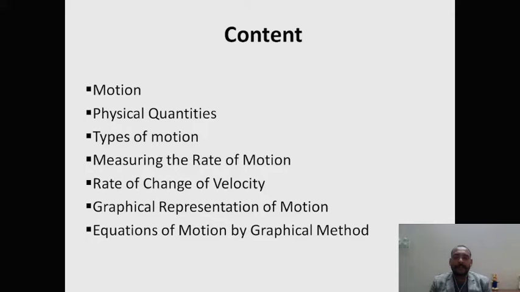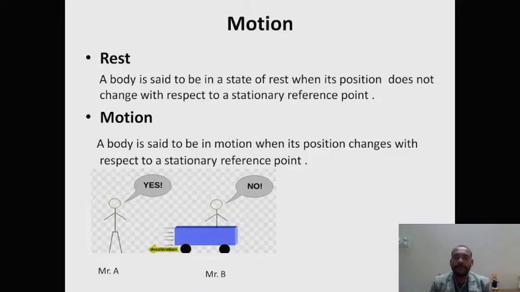Here is our content: motion, physical quantities, types of motion, measuring the rate of motion, rate of change of velocity, graphical representation of motion. Now, motion. Before understanding motion, we have to understand types of states. In this universe, there can be only two types of state.